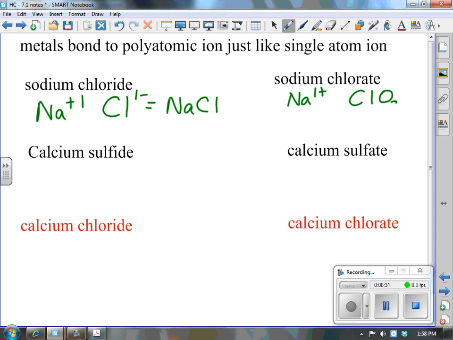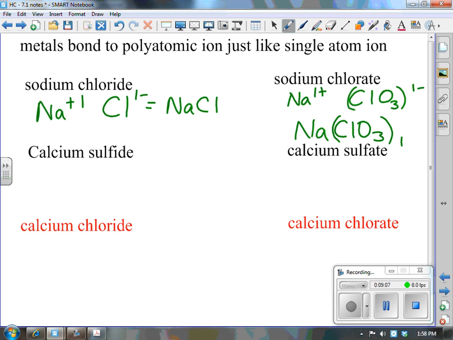Now, sodium chlorate. Sodium is 1 plus, chlorate you've got to learn is ClO3, but the whole thing is a 1-. So how does sodium and chlorate bond together? Exactly the same as sodium and chlorine. Sodium has a +1 charge, chlorate has a -1, so it takes one of each. So it's NaClO3. If you really wanted to, you could put parentheses around it, saying that whole thing has 1. You don't need the ones, but that's what it would be.